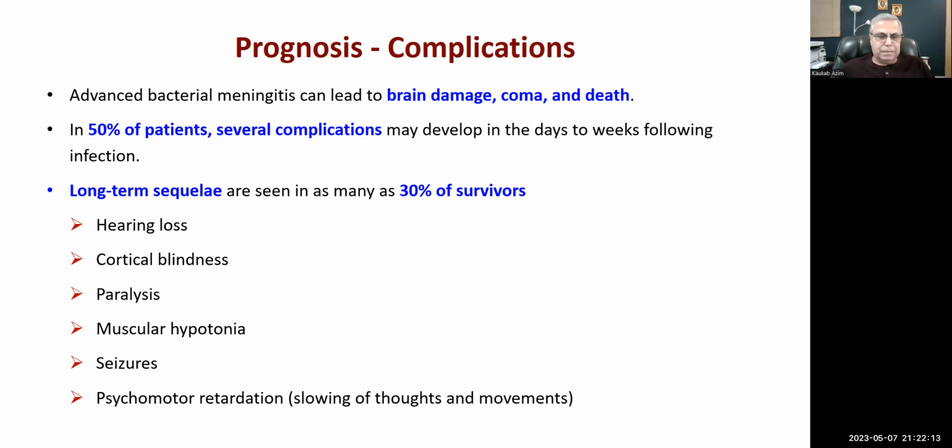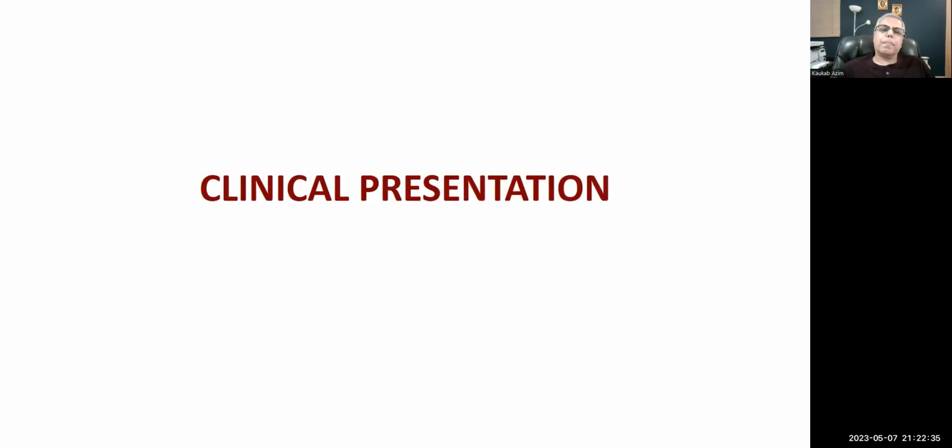So it depends on your management as well as the luck of the patient. Sometimes even with the best treatment, complications do occur. But that doesn't mean that you should not do your level best. You must give the best possible care to the patient. Right, so clinical presentation, we will quickly go through the clinical presentation, and then we will take a break.